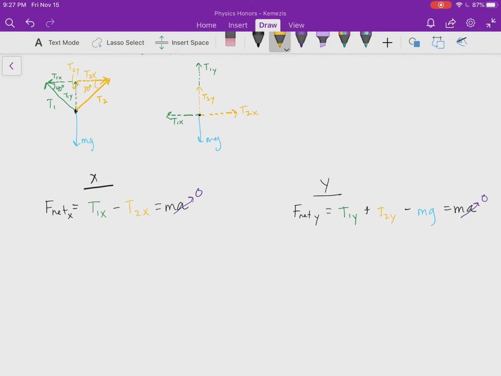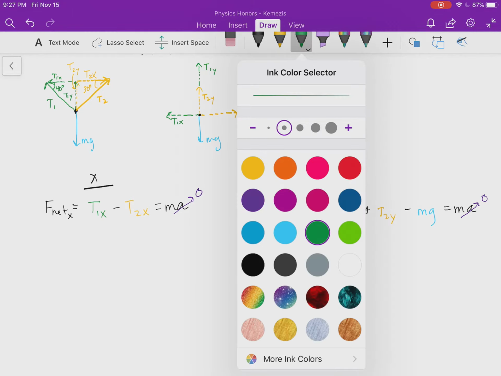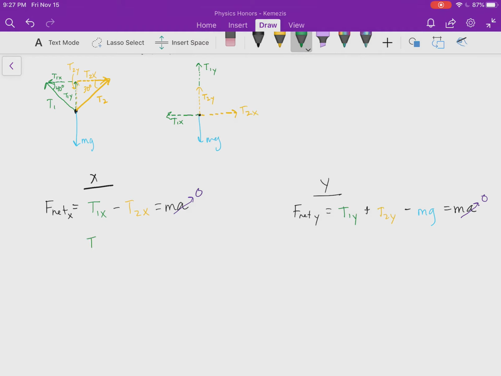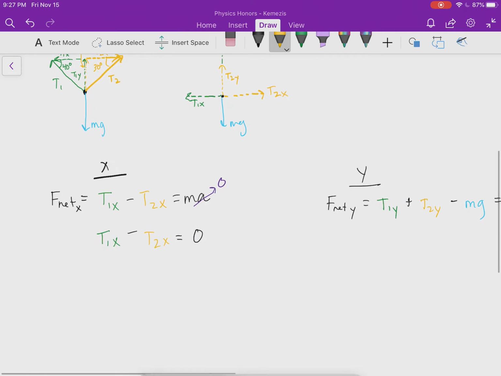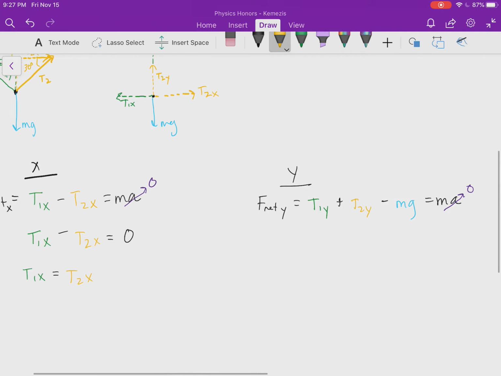So that helps us down here because we see that if T1x minus T2x is equal to 0, we can set this equation up to say that T1x is equal to T2x. Okay, so if I know how to solve for one of them, then I can solve for the second one.